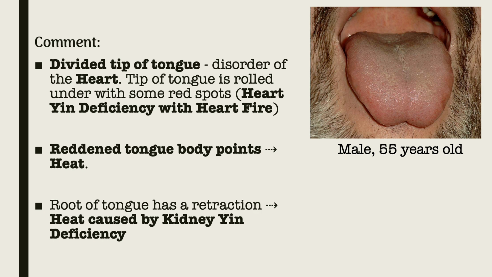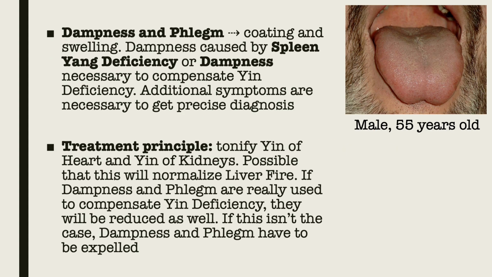Then we have reddened tongue body points, which denote heat. And the root of the tongue has a retraction. That means there is heat caused by kidney yin deficiency. So we see dampness and phlegm here. If you look at the coating and the swelling.